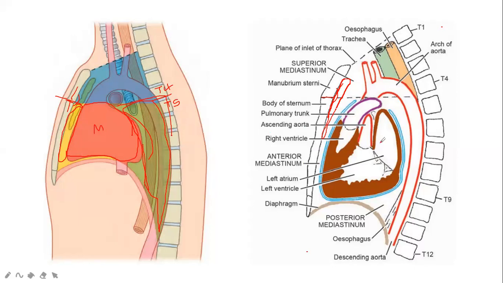Having said that, so that is the mediastinum. Remember, we say it's long and narrow. It's got these great blood vessels there and the esophagus. All right.